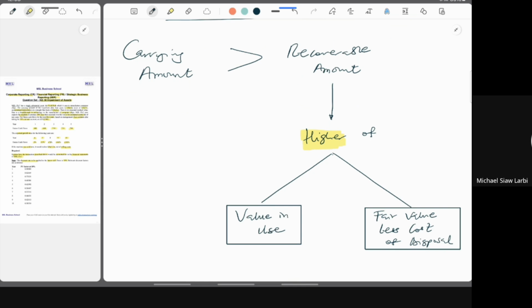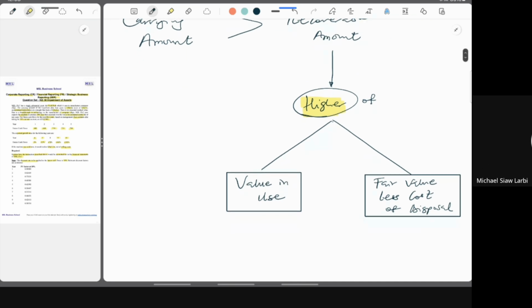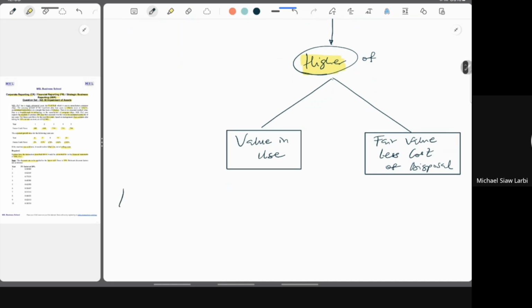Your value in use is basically the discounted present value of all future cash flows that you expect to make from your continuing use and eventual sale of the asset. So if your carrying amount is greater than your recoverable amount, which we've said is the higher of the value in use and your fair value less cost of disposal, then the asset is said to be impaired. Are we good? So when your asset is impaired, we have something called an impairment loss.